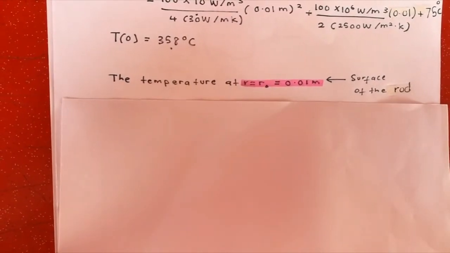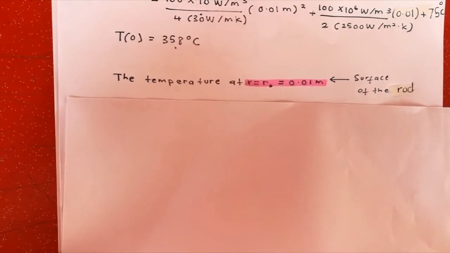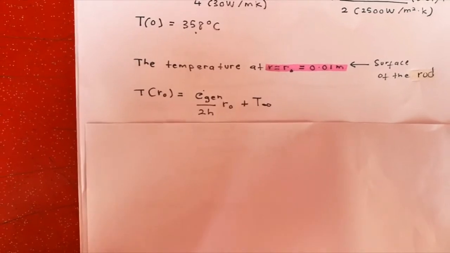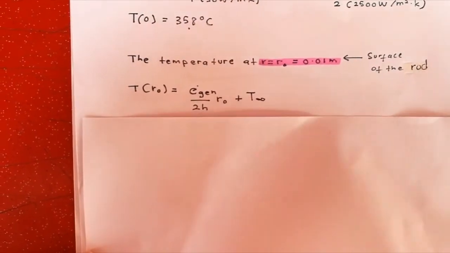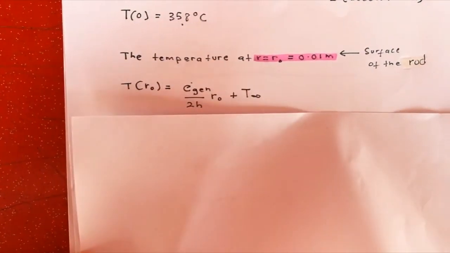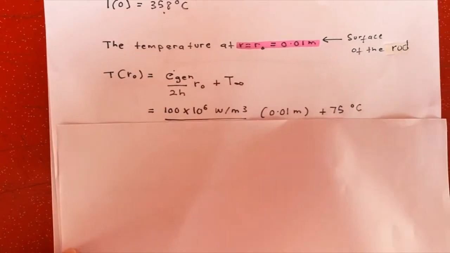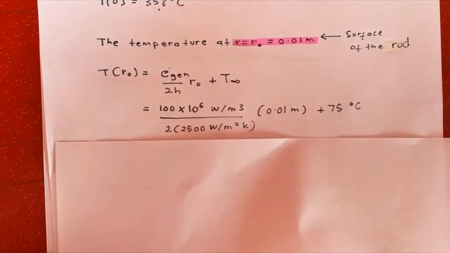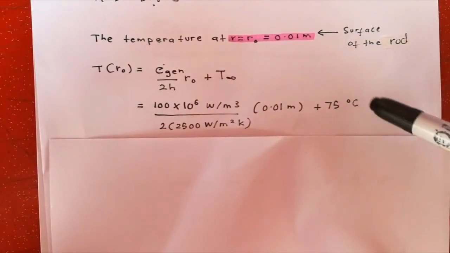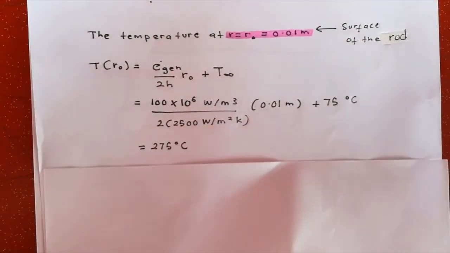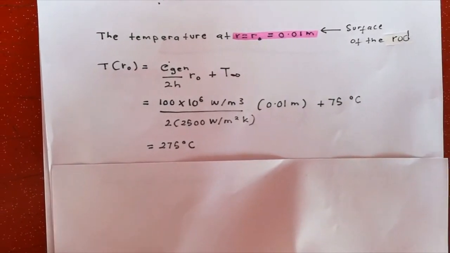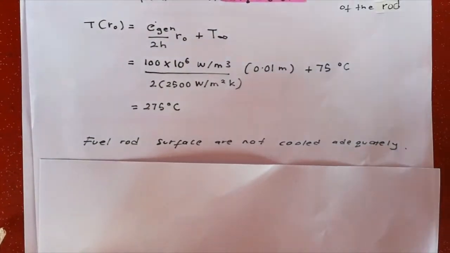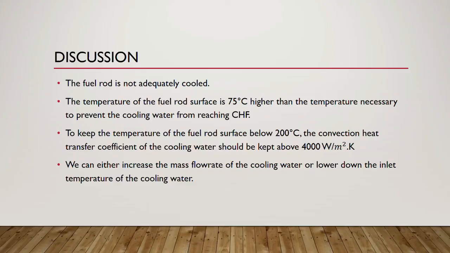Next, the temperature at R naught equal to 0.01, which is at the surface of the rod. So this is the equation after we cancel terms from the general equation. So we get this value. H is given, R naught is 0.01, and the ambient is 75 degrees Celsius, so we get the answer 275 degrees Celsius. So finally, we know that the fuel rod surface is not cooled adequately.